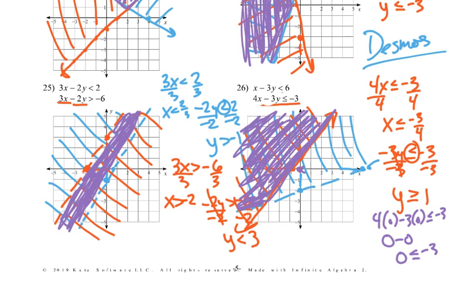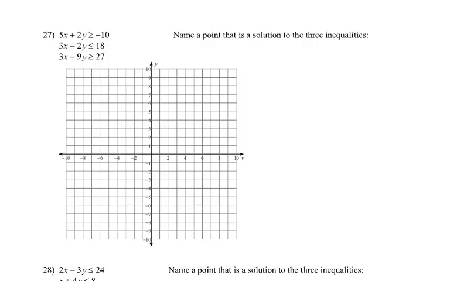Okay? Now, most of the time we deal with just 2, but it can be more than 2. Okay? So if that's the case, we're just going to graph all 3 of them. Okay, so here we go.